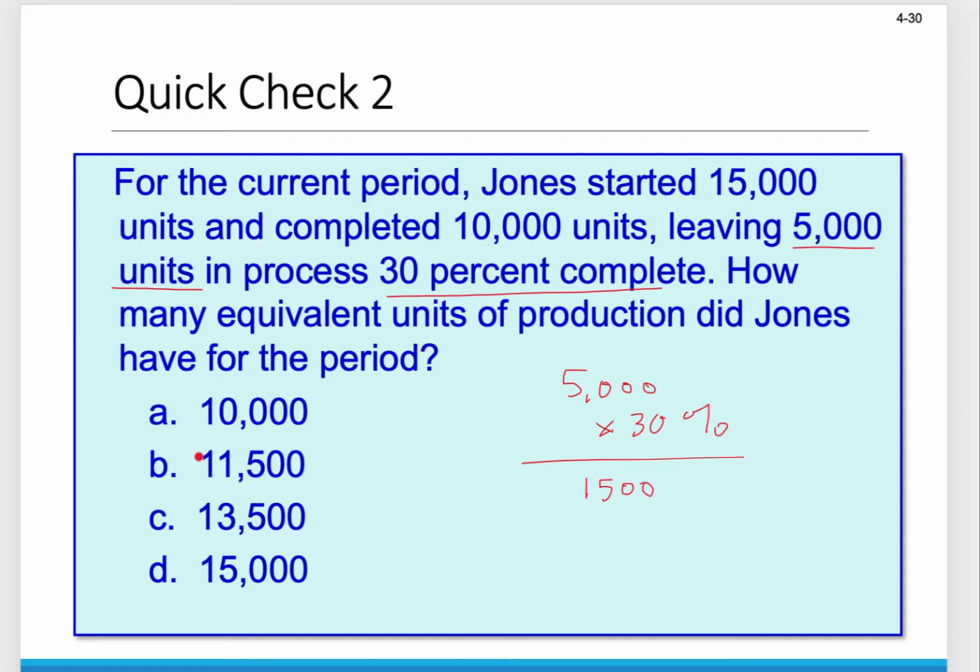Well, 1,500 is not one of our choices, right? Remember, we started 15,000. We completed 10,000. So when we're trying to calculate the equivalent units, we take everything that was actually completed and transferred out. So we need to take these 10,000 units. And to that, we need to add the equivalent units of the 5,000 partially completed units that are 30% complete.